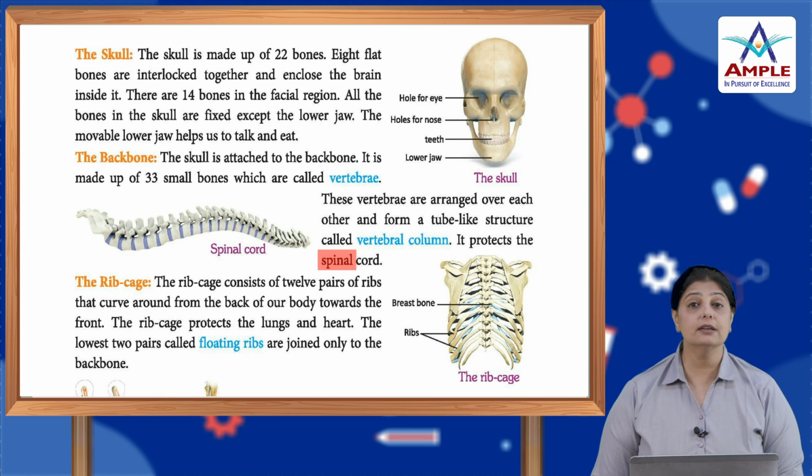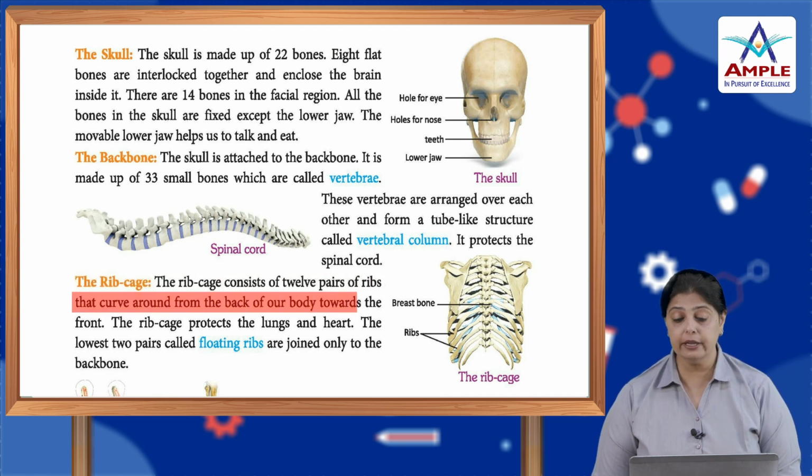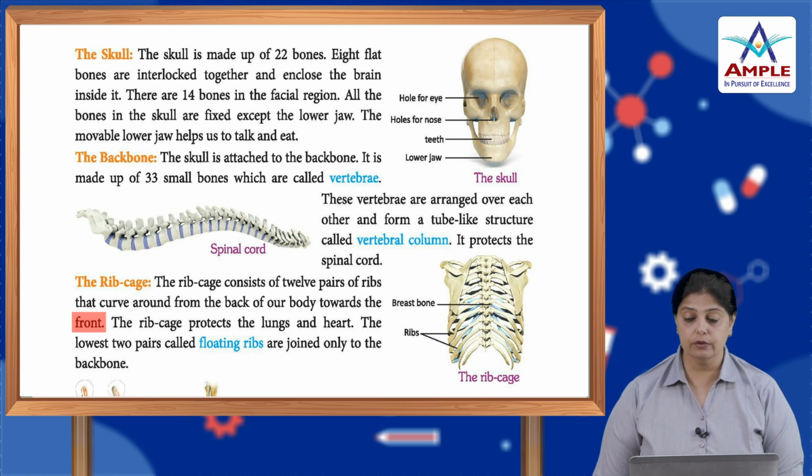Okay, it protects the spinal cord. Now, the rib cage. You can look at the figure of the spinal cord here. The rib cage consists of 12 pairs of ribs that curve around the back of our body towards the front. They cover from the back to the front. The rib cage protects the lungs and the heart. The lowest two pairs are called floating ribs, which are joined only to the backbone.